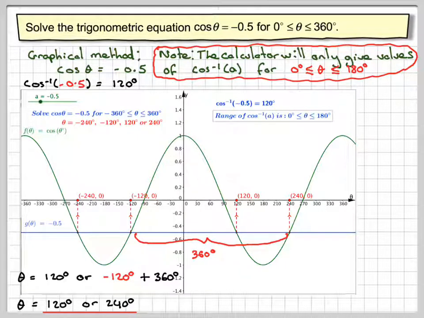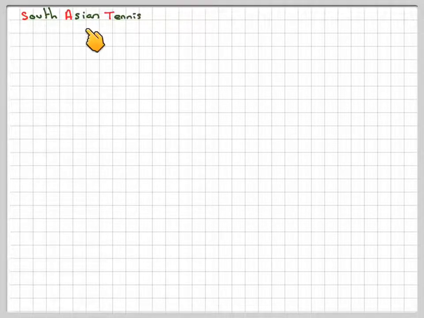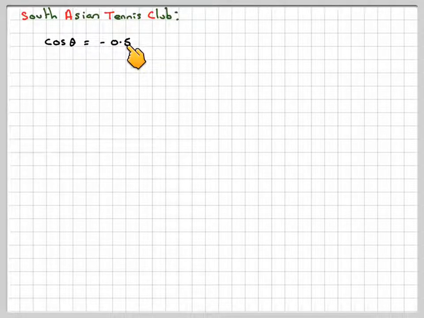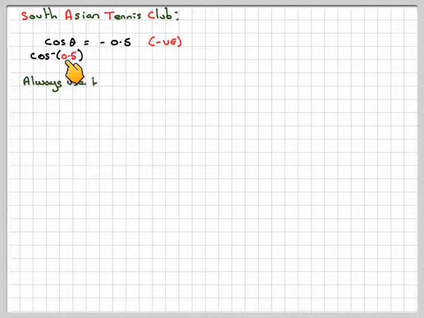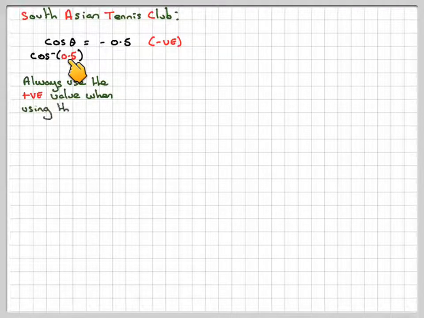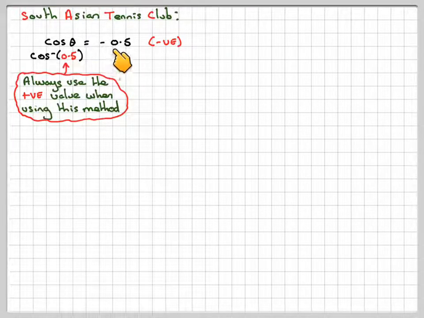Now, going to the other method, which is the method I told you I preferred in my previous video, the CAST diagram. You start with the idea that cos theta is equal to minus 0.5. We notice here that it is negative. It's minus 0.5. But we do cos to the minus 1 of the positive value only. So here, always just take that value and make it positive. The calculator will give 60 degrees. This gives the equivalent acute angle. So this angle here will always be acute.